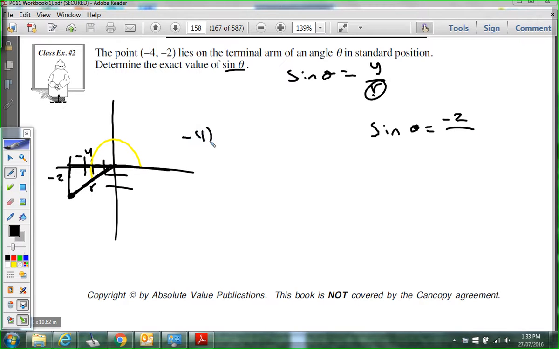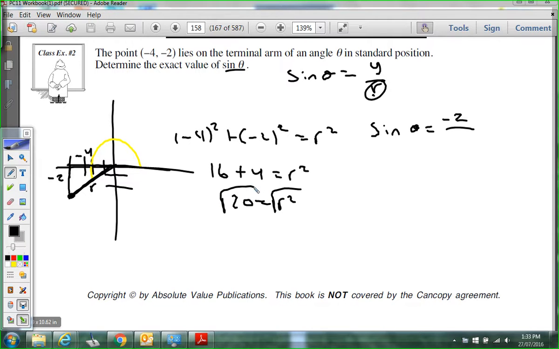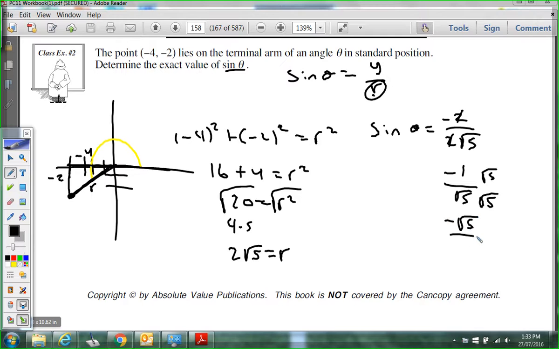So I'm going to go negative 4 squared plus negative 2 squared equals r squared. 16 plus 4 equals r squared. 20 is r squared. Square root both sides. Remember, from our radicals, we can break that down to 4 times 5. So we get 2 root 5 equals r. So we're going to put that down here. You can see the 2's cancel, so I have negative 1 over root 5. We're going to rationalize. We get negative root 5 over 5. That would be what sine theta is for this specific problem.